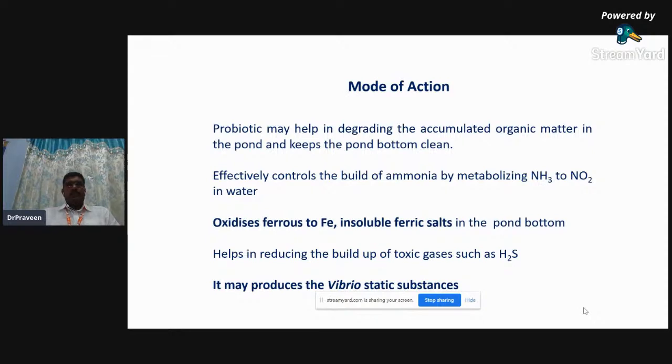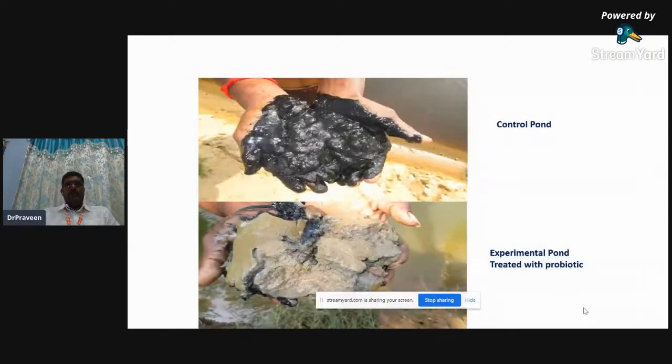And one more advantage of this probiotic treatment is that it will control the vibriostatic substances, that means it will not allow the products which support vibrio growth. So all these are advantages of probiotics for soil treatment. If you see the photos before and after application of probiotic, you can see the advantages of the probiotic treatment for the soil.